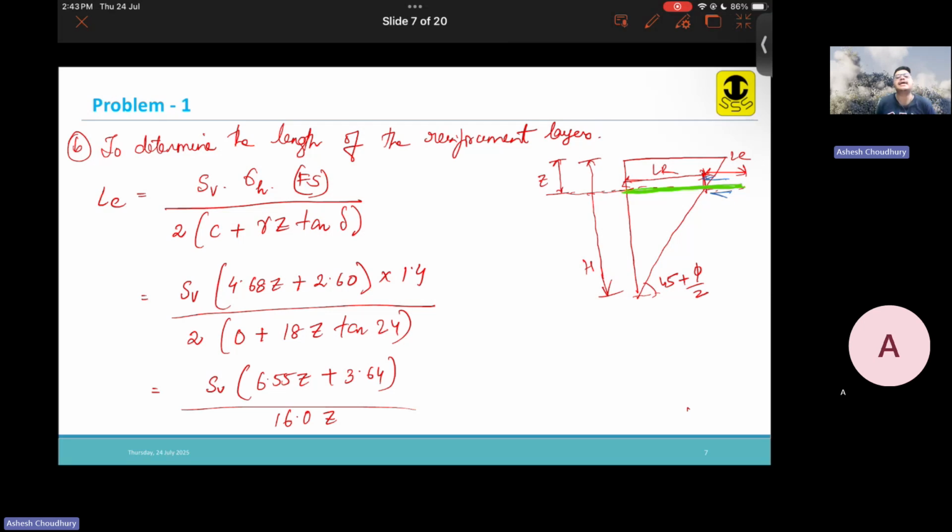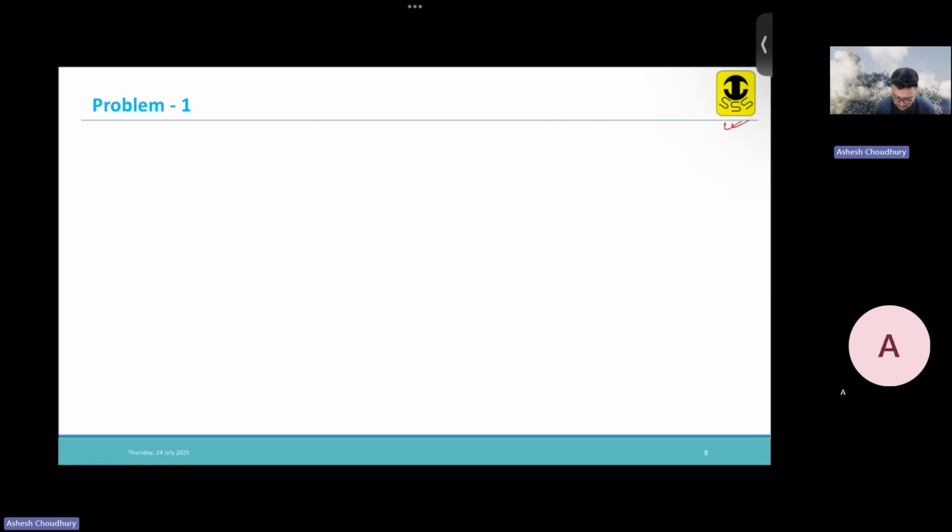So we get this LE also as a function of Z and spacing. We get LE as a function of both the depth Z and also as a function of spacing. Now what we need to do in the next step is make a chart or a table. We need to construct a table.